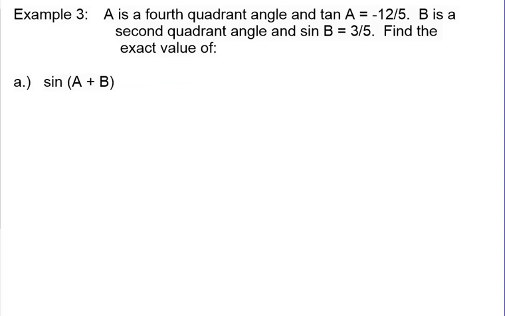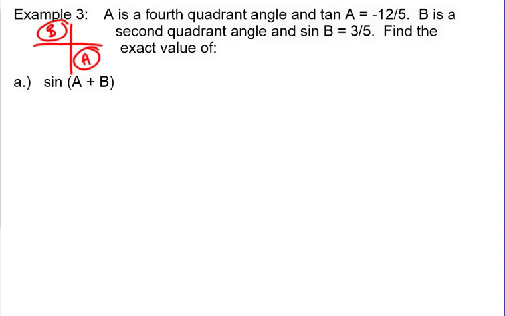So example 3, a fourth quadrant angle. A is a fourth quadrant angle, and tangent of A is negative 12 over 5. B is a second quadrant angle, and sine of B is 3 over 5. Find the exact value of sine of alpha plus beta.